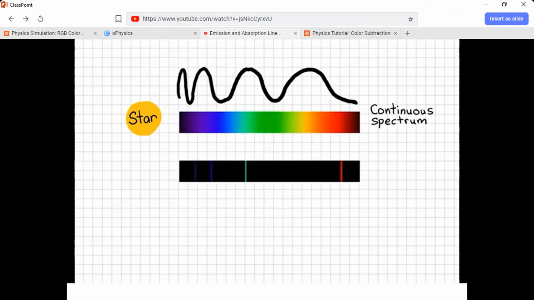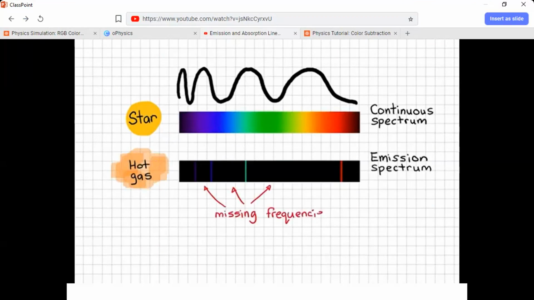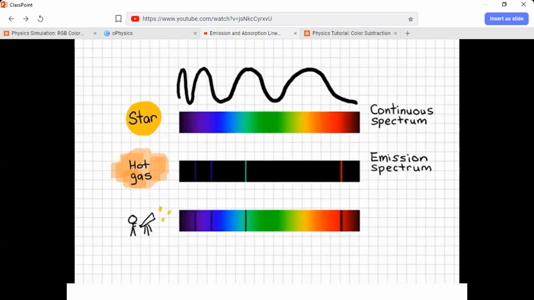But here is what's called an emission spectrum. There are bright spectral lines against a dark background. An emission spectrum can be produced by a hot gas that is emitting photons of particular frequencies. That is why we don't see the entire spectrum. When we observe stars on Earth, we see spectra like this. This is called the absorption spectrum.